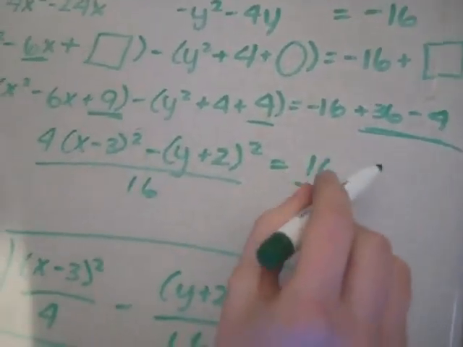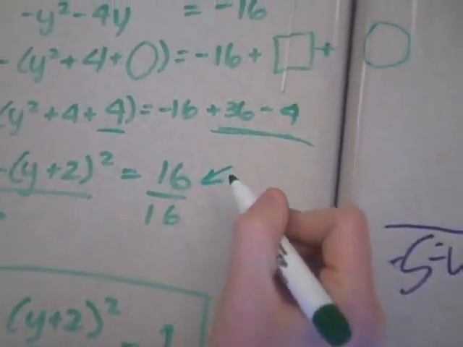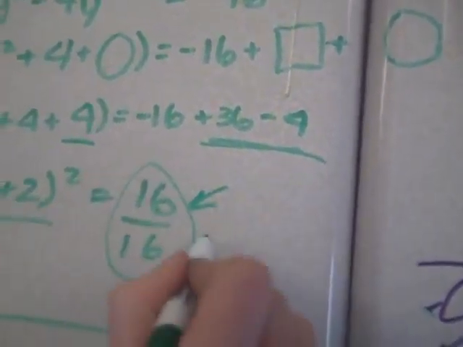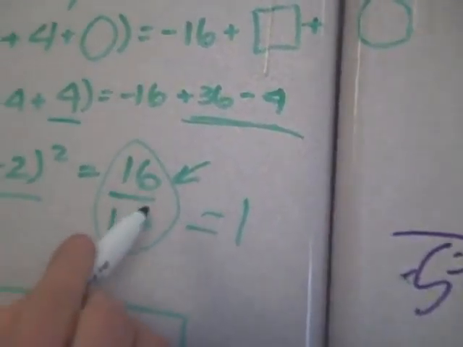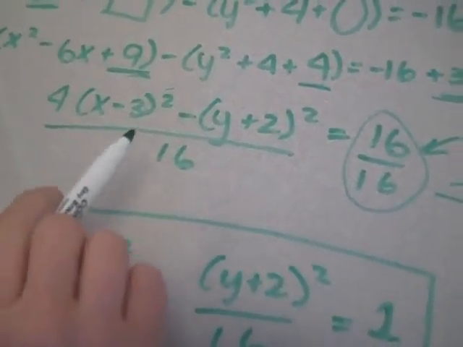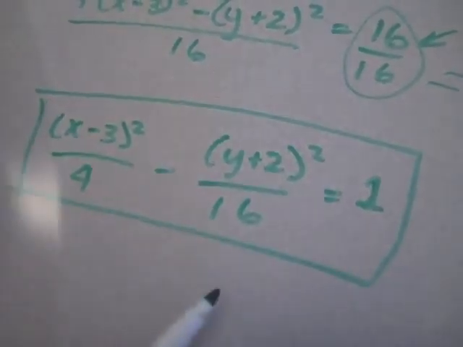And then overall you get 16 on this side. And you want this to equal 1. So you have to divide it by 16 and divide the other side by 16. And then this is the equation you get for your total.